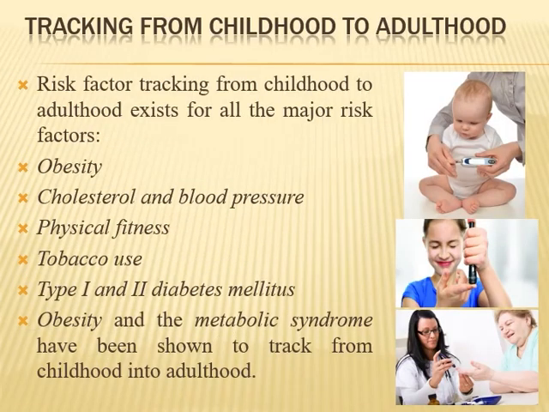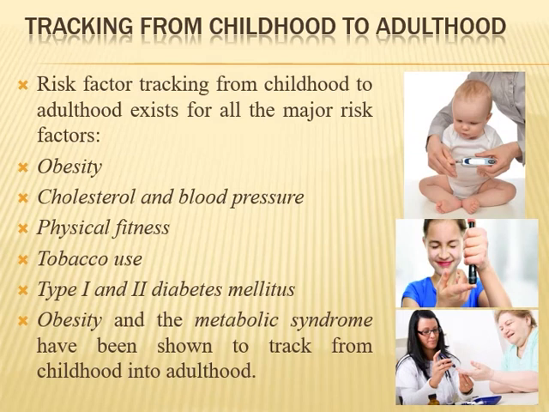Risk factors tracking from childhood to adulthood exist for all the major risk factors. Obesity tracks more strongly than any other risk factor. For cholesterol and blood pressure, tracking correlation coefficients in the range of 0.4 have been reported consistently across many studies, correlating these measures in children from 5 to 10 years of age with results from 20 to 30 years later. Having cholesterol or blood pressure levels in the upper portion of the pediatric distribution makes having these as adult risk factors likely, but not certain.